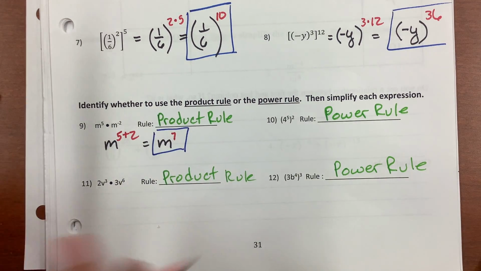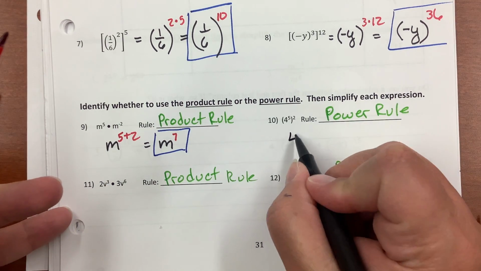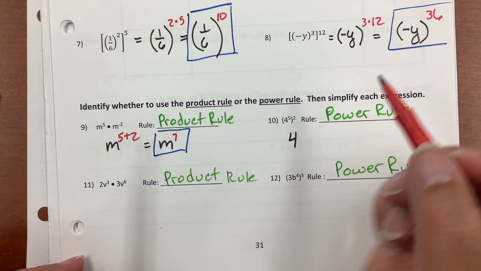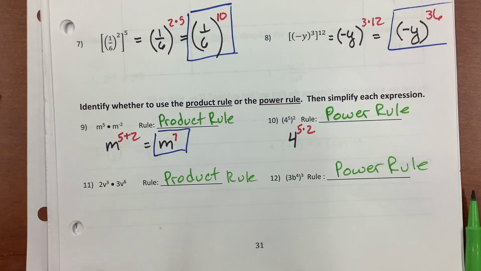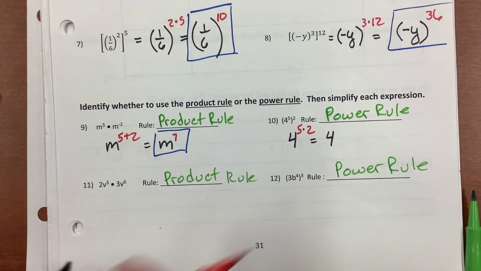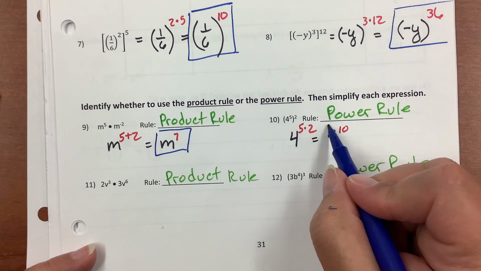Beautiful. Here, the base is a number. The base is 4. But I'm still multiplying my exponents. 5 times 2. And I get 4 to the 10th power. Put a little box around that.